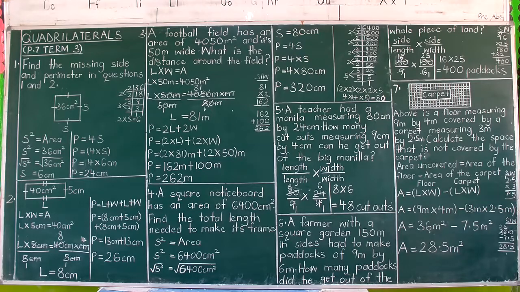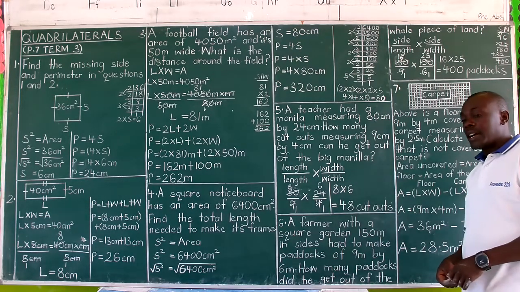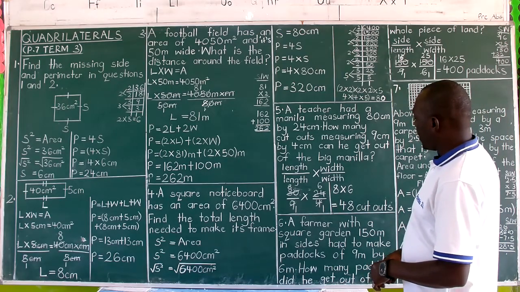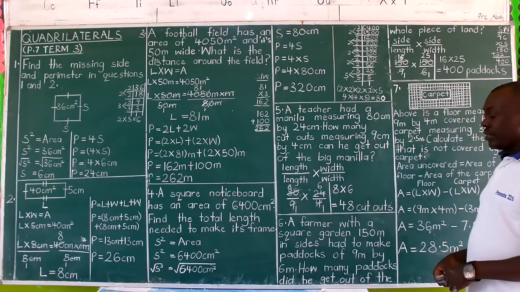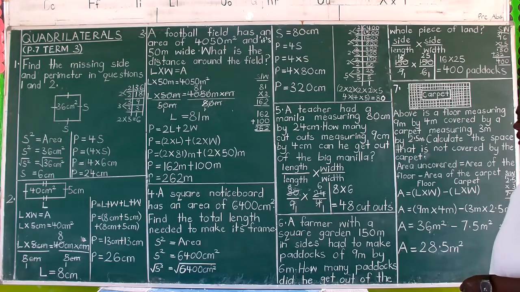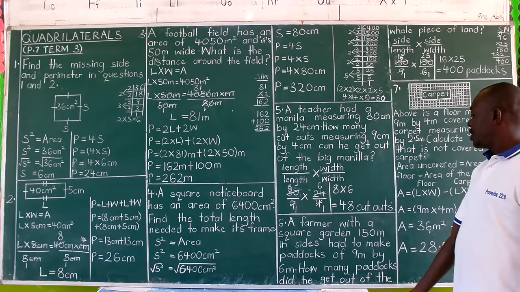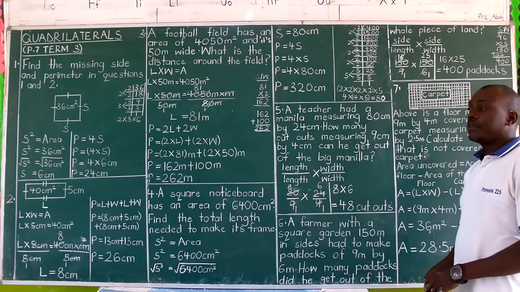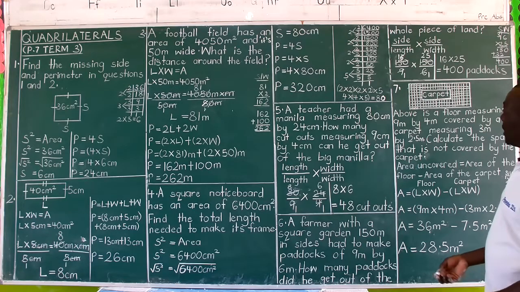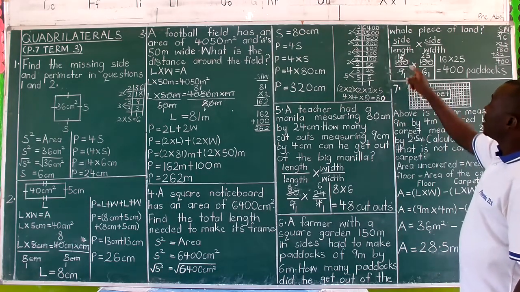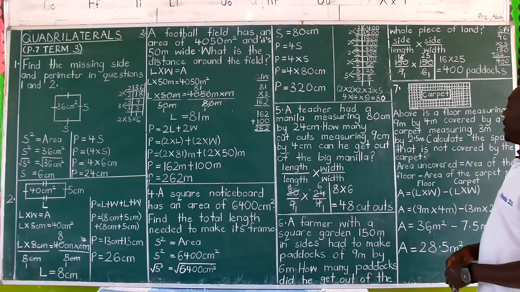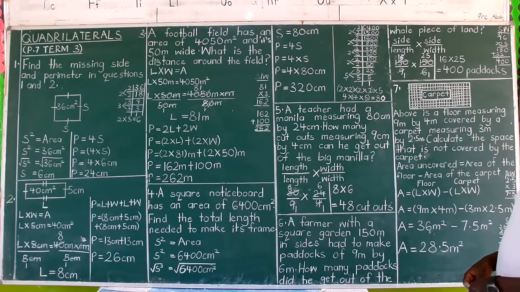So 400 paddocks will be got from that square piece of land or garden when the farmer decides to divide it into rectangular paddocks, each measuring 9 meters by 6 meters. But again, you must ensure that what you are about to divide is in the same units before the division is made.